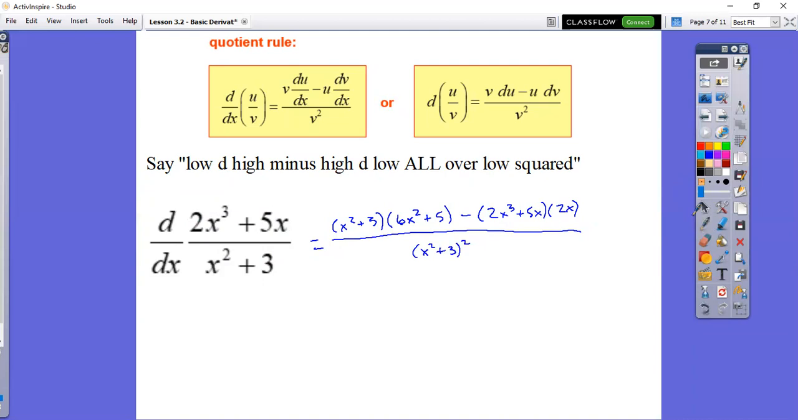All right. I know that we're running through these rules pretty quick in this video, but again, the benefit for you guys is you can pause this video, go back and watch this as many times as you need to. So that is the quotient rule.